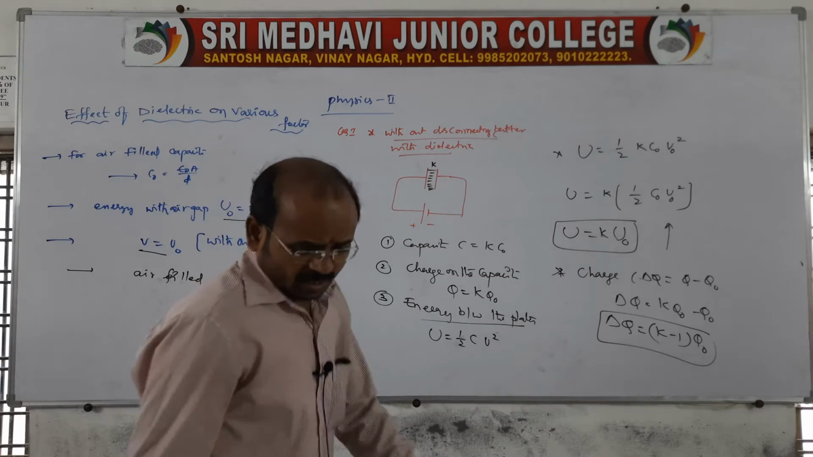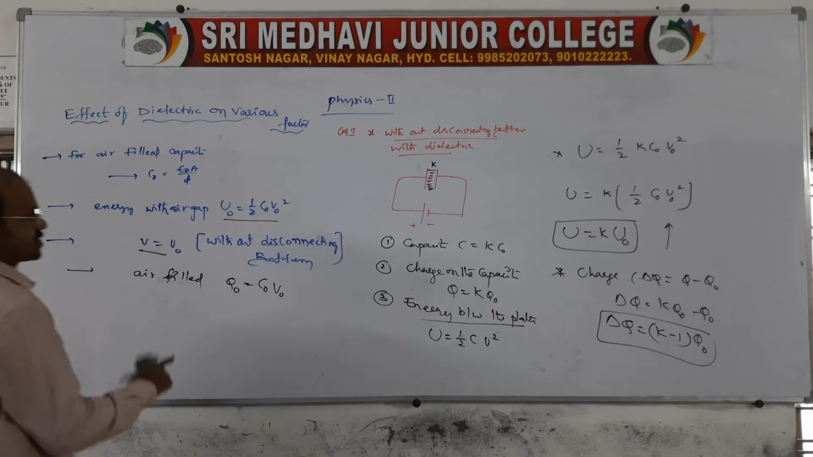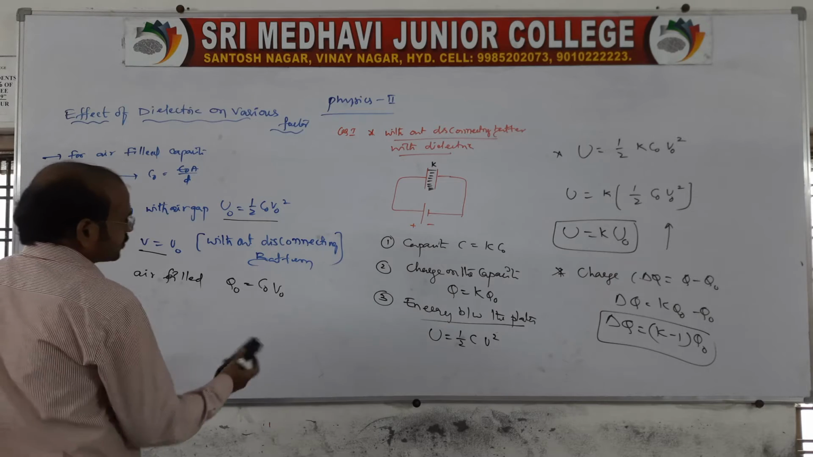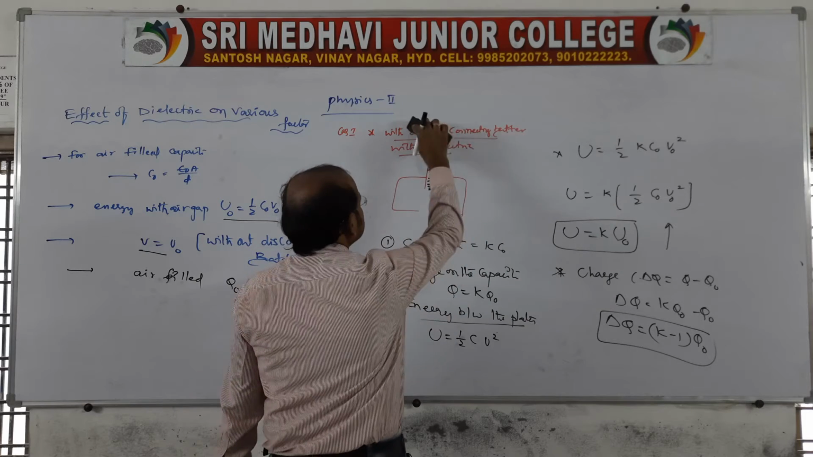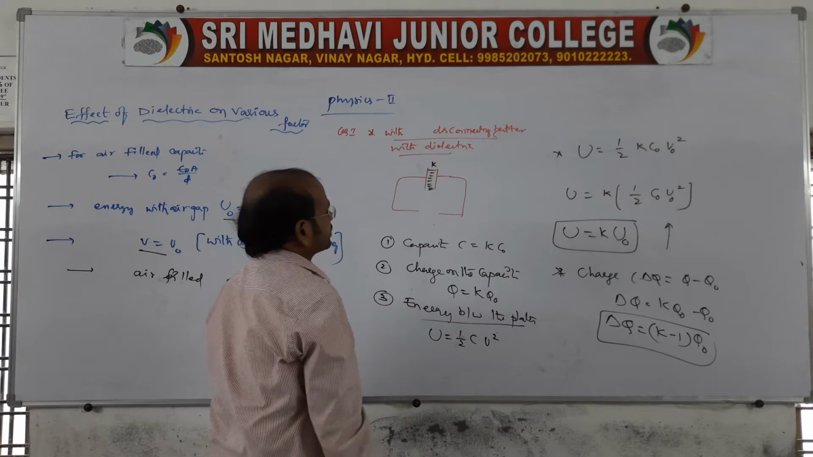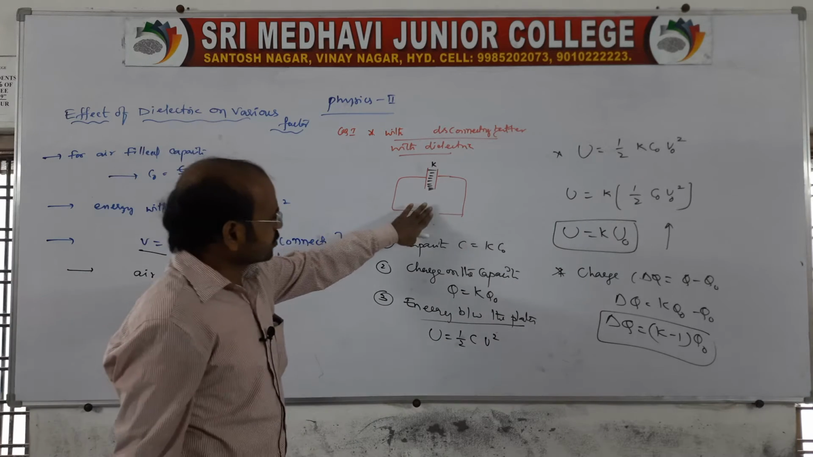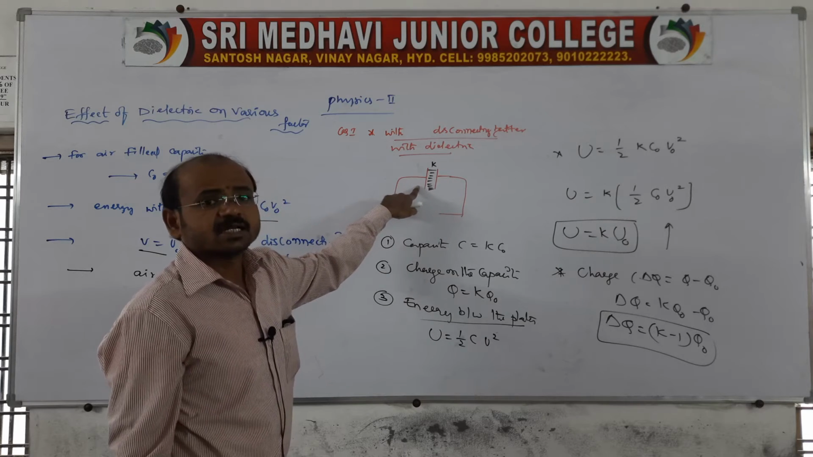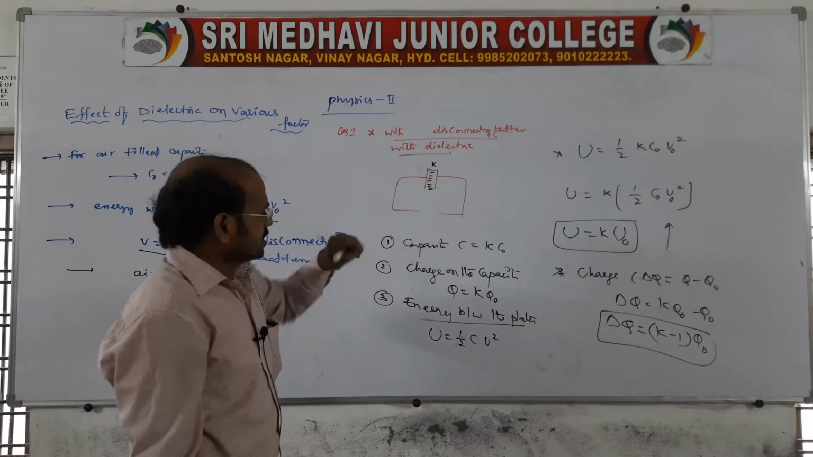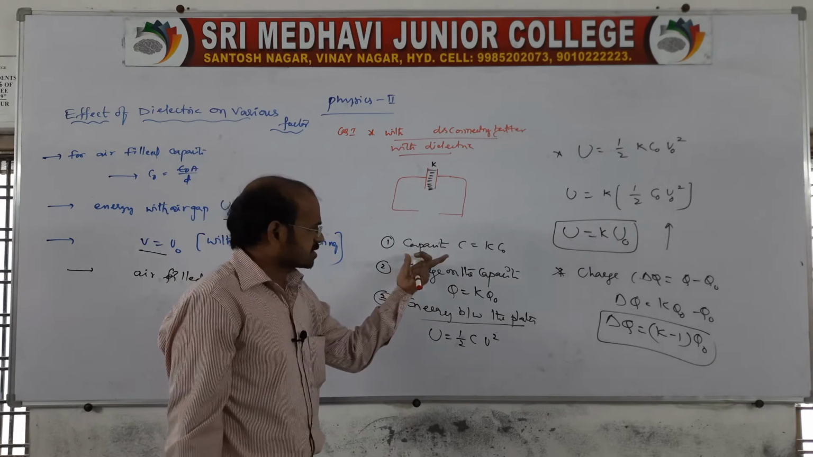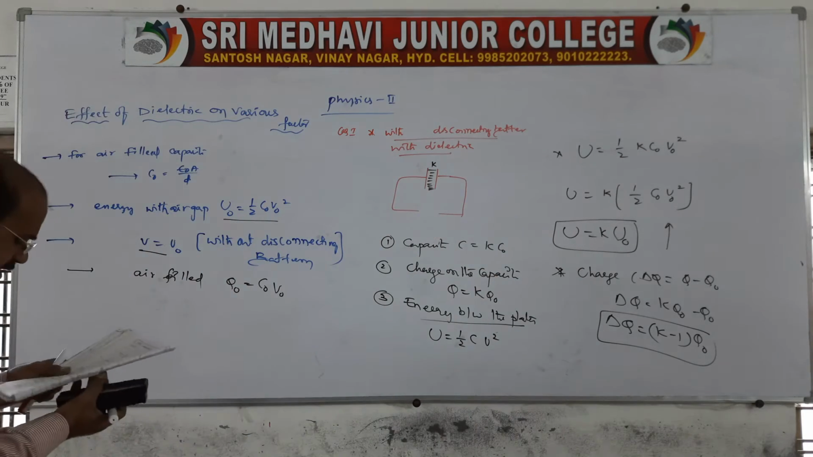Now I would like to tell you about disconnecting the battery after charging, with the dielectric. The battery is removed after the capacitor is charged, which is very important. What happens then? Capacitance, of course, C is equal to K C naught. It increases by K times, that we know.